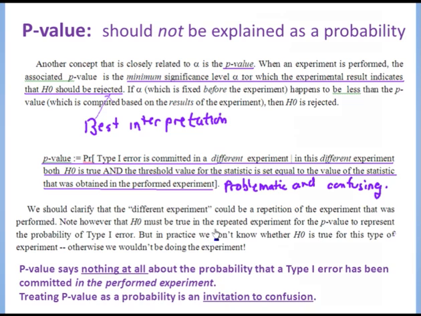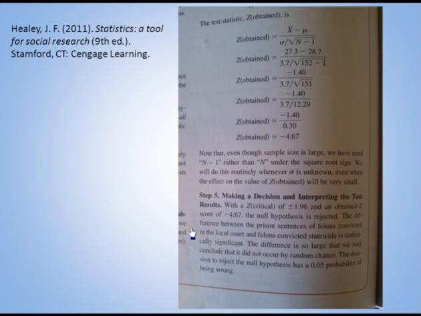Okay. All right, so here's an example of an error. So if you take a look at this text, here they do a statistical test. They compute a z-score.